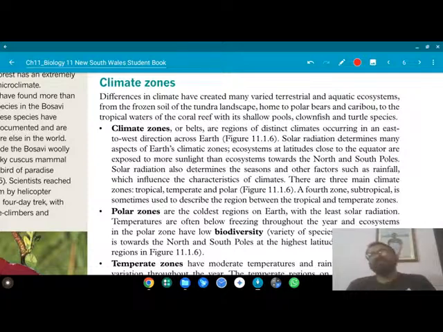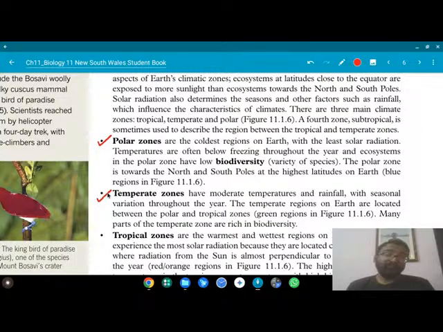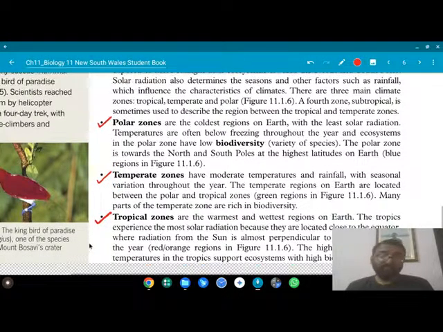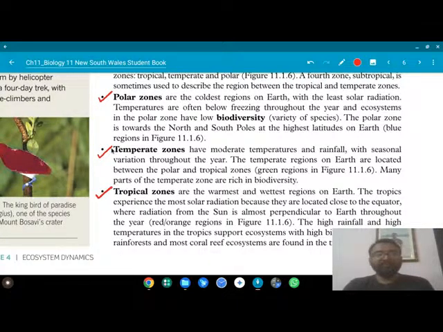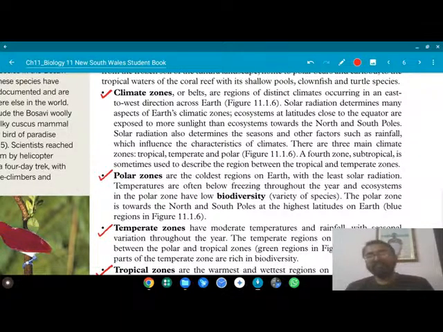Even in the northern provinces of Canada, their day and night system is totally different. So we can see different climate zones, polar zones, temperate zones, and tropical zones, and depending on these, the diversity changes. If the temperature is minus 50 degrees, what kind of biosystem or ecosystem will exist? It's not possible at minus 50 degrees.